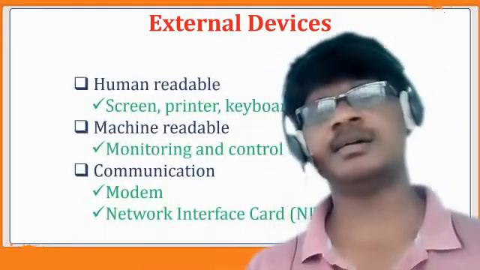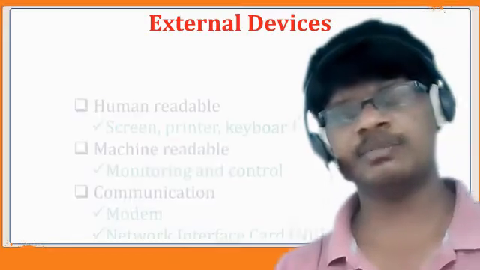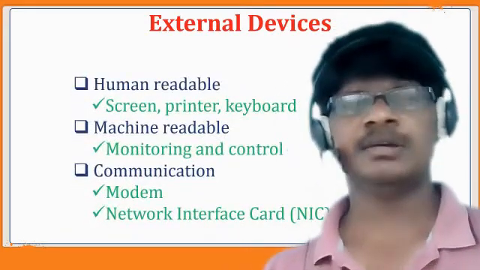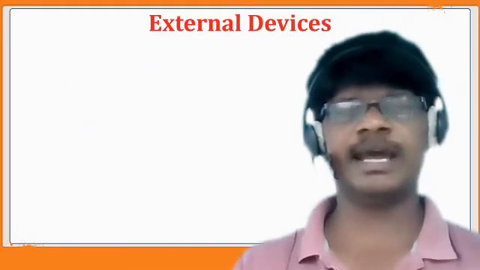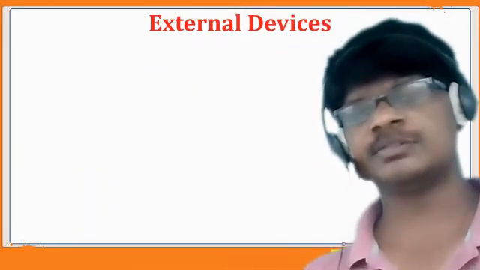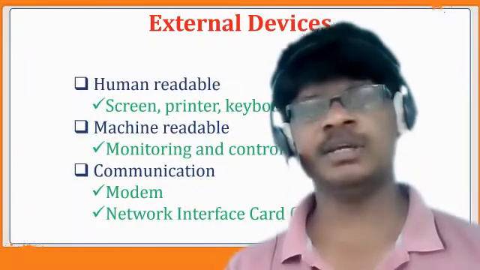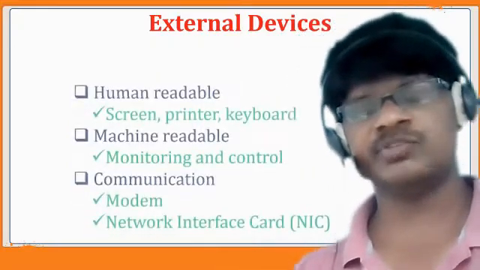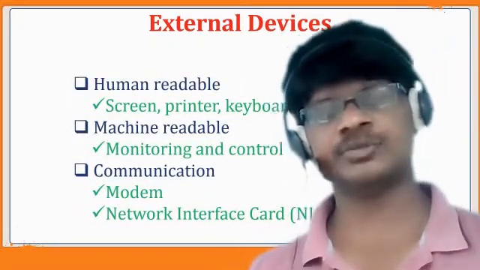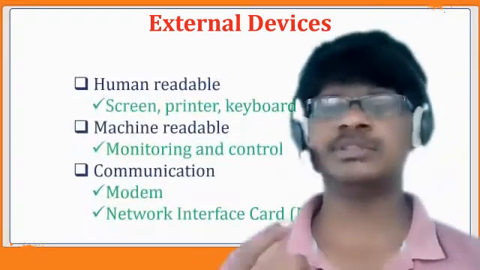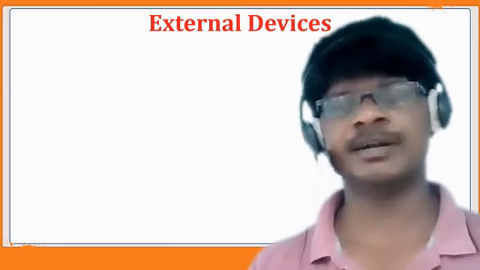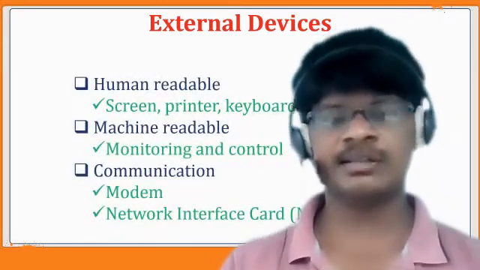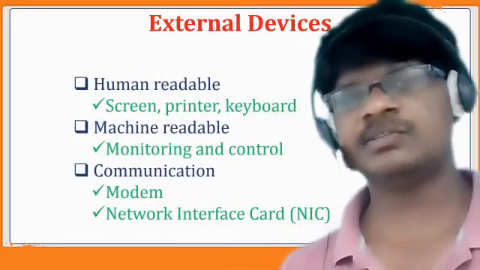Another type of external device, the second part, is machine readable: the monitoring and control of devices. Next one is communication. If you need an internet connection, or you need a graphics card, an interface card, a network interface card, these are all called communication external devices. This is about external devices.